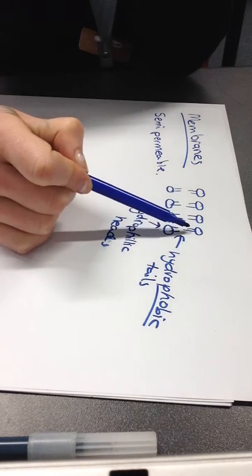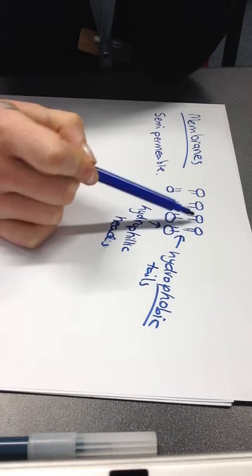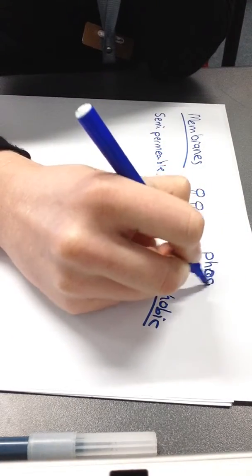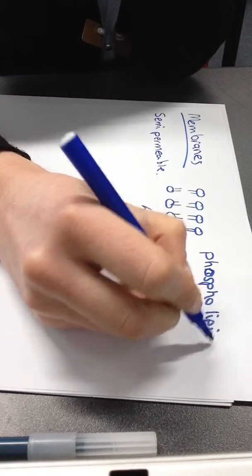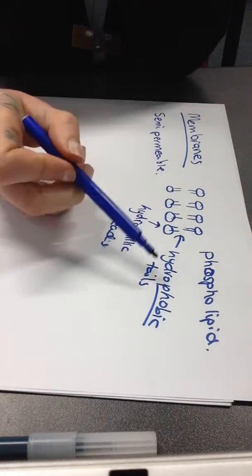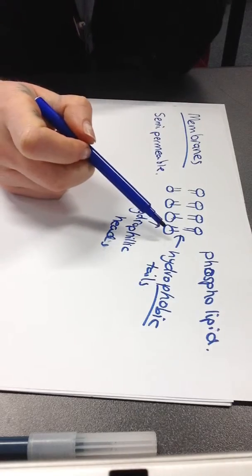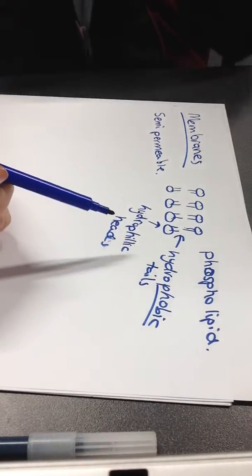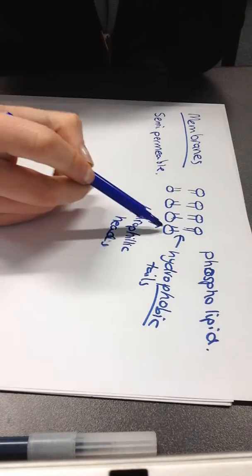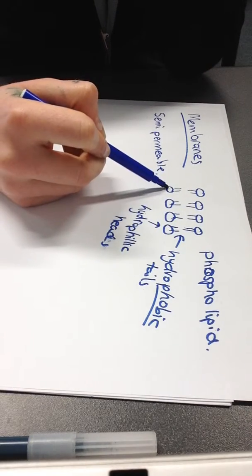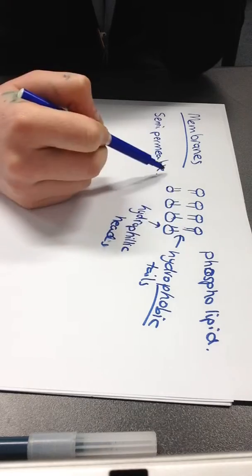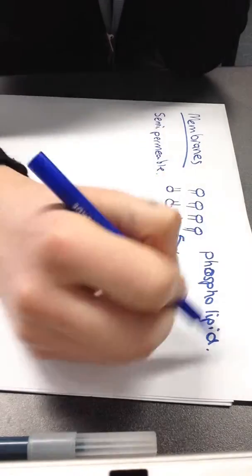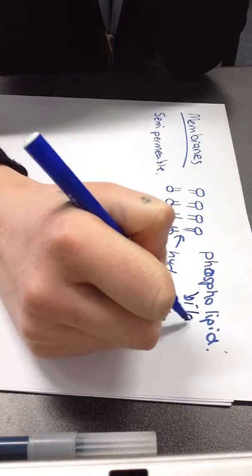So the tails of these phospholipids, let's write that down, phospholipid. Tails of these phospholipids are hydrophobic, so they don't like water. Basically the heads of the molecule like water and the tails don't. So they form this double layer of phospholipid, and that's why we call it a bilayer.